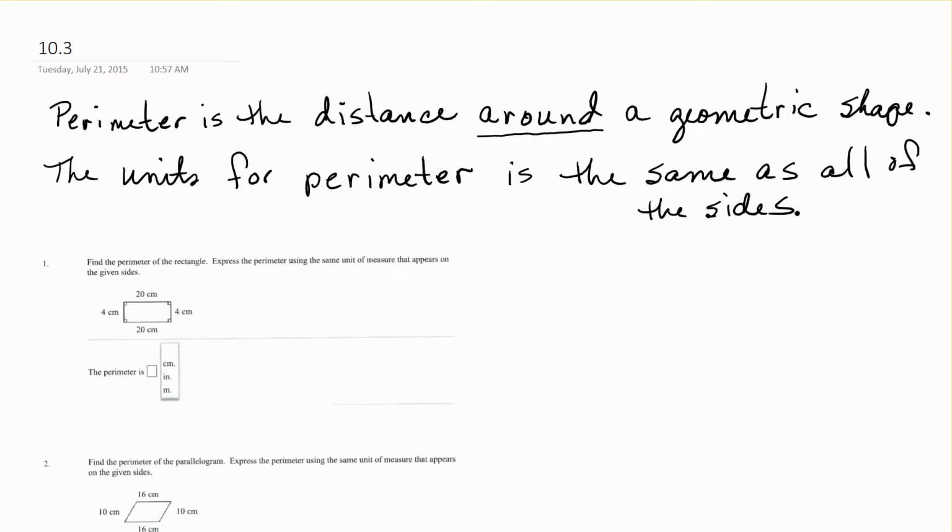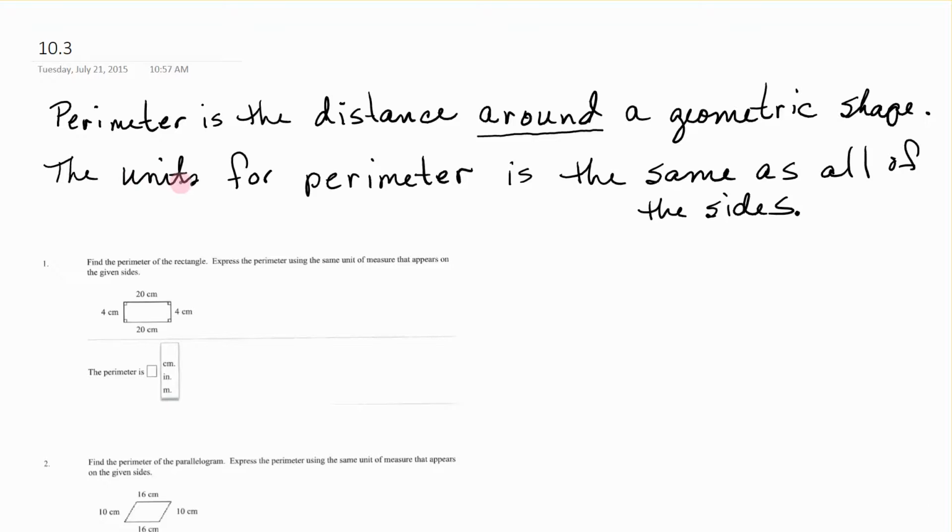We're going to continue in our geometry unit, and in 10.3 we're going to talk about perimeter of a polygon, and a polygon is a many-sided shape. Perimeter is the distance around a geometric shape. We will talk about going around a circle. That has a different name, circumference, and that comes toward the end of the lesson.